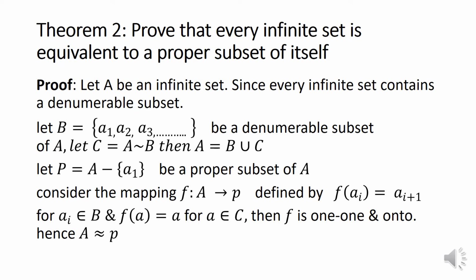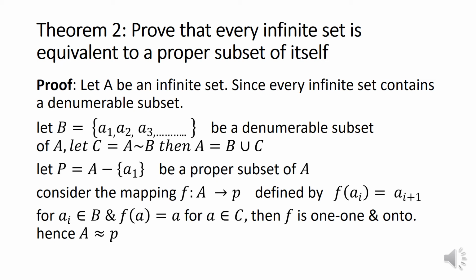Since every infinite set contains a denumerable subset, because we have proved this in the previous theorem, let B, the set with the elements a1, a2, a3, etc., be a denumerable subset of A. Let C be equal to A minus B. Then A is equal to B union C.